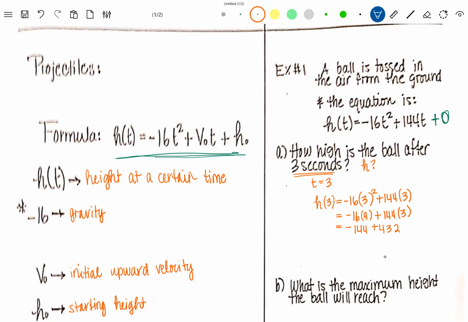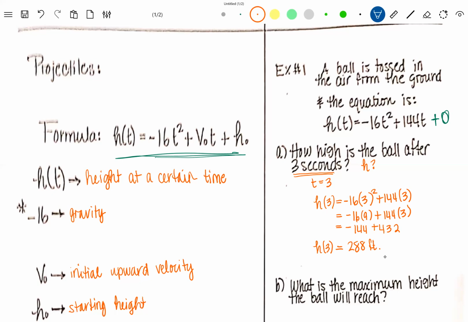I think that's 432. Let me see. Yep. Okay. And then when I put that together, 432 minus 144 is 288. So this says the height after 3 seconds is 288 feet.